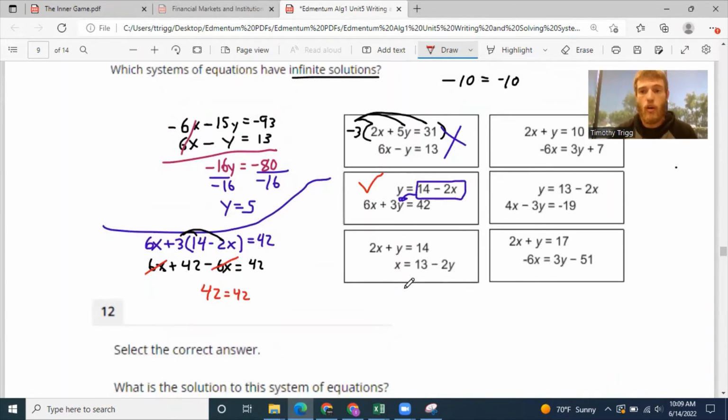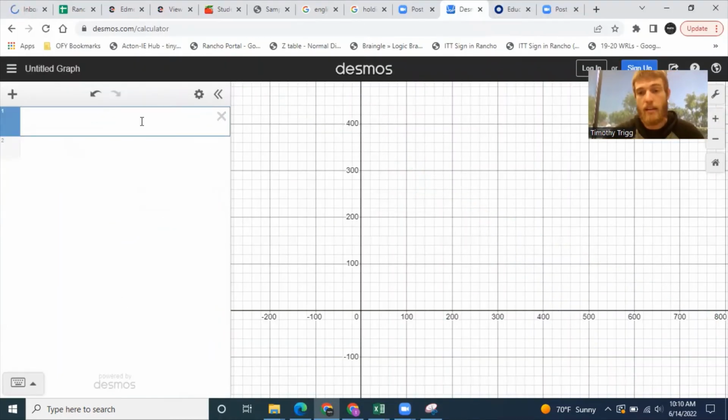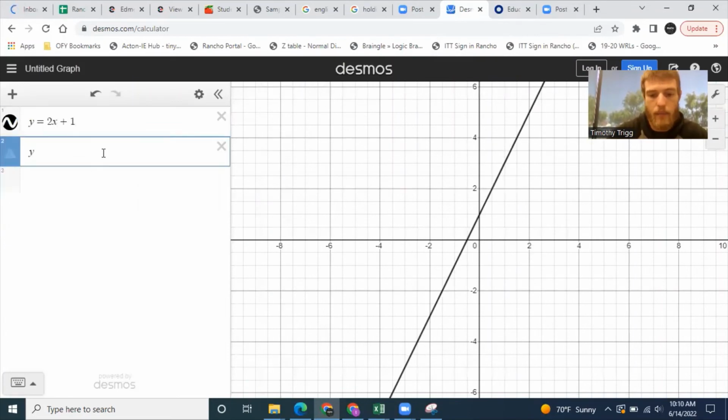Now, I want to also show you how you can solve this graphically. In the case where that has infinite solutions, that means the two lines are actually the same line. So if you can graph the two equations, and if you see that the two lines actually equal the same line, then that actually has infinite solutions. So let me show you an example of that. Let's say you have y equals 2x plus 1, and then you have y equals 4x plus 2.